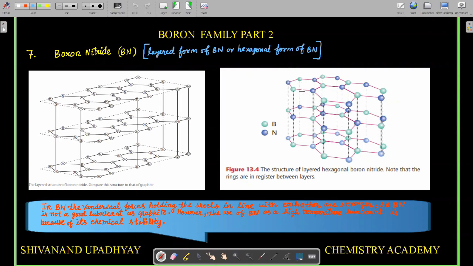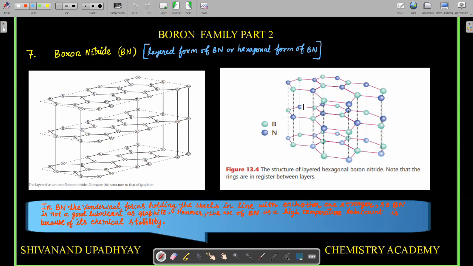Unlike graphite, where polarity is not there, here in boron nitride there is an electronegativity difference. Because of that there is partial charge on these atoms. So the van der Waals force of attraction between one layer and the other layer will be slightly more than that of graphite. Like graphite, it can be used as a lubricant, but graphite is a better lubricant than boron nitride. So in this layered structure of boron nitride, the van der Waals forces holding the sheets in line with each other are stronger. So boron nitride is not as good a lubricant as graphite. However, the use of boron nitride as a high temperature lubricant is because of its chemical stability. So it is chemically stable, so it can act like a lubricant at higher temperature.